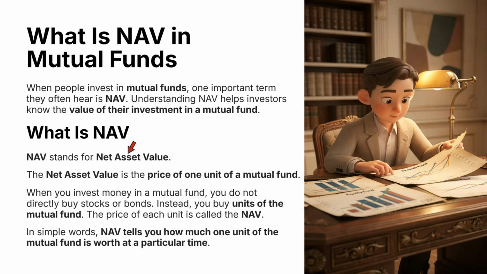NAV stands for net asset value. The net asset value is the price of one unit of a mutual fund. When you invest money in a mutual fund, you do not directly buy stocks or bonds. Instead, you buy units of the mutual fund. The price of each unit is called the NAV. In simple words, NAV tells how much one unit of the mutual fund is worth at a particular time.